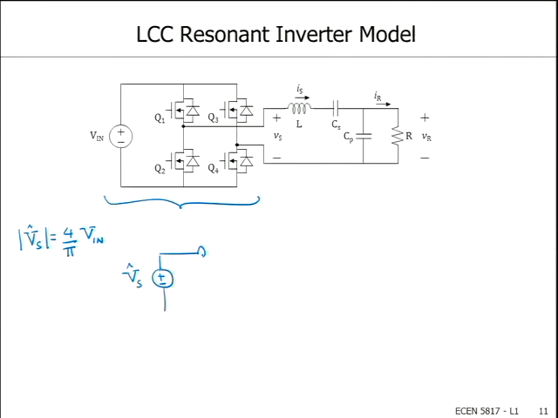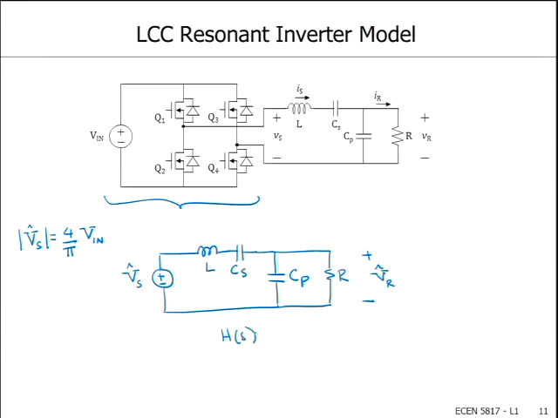And this then just drives our tank. This is our L. This is our series capacitor, and then our parallel capacitor CP, and there's our resistor. We'll call this voltage here VR, just to stay consistent with our previous notation, and we will call the transfer function from input to output, VR over VS, H of S. Okay, that's really the circuit we care about, and now we have to go pick values for L, CS, and CP.